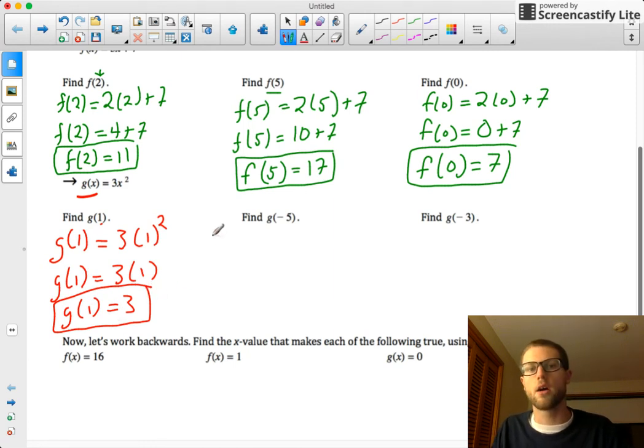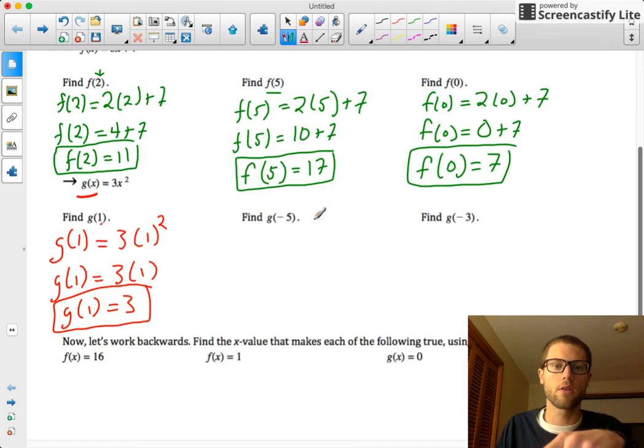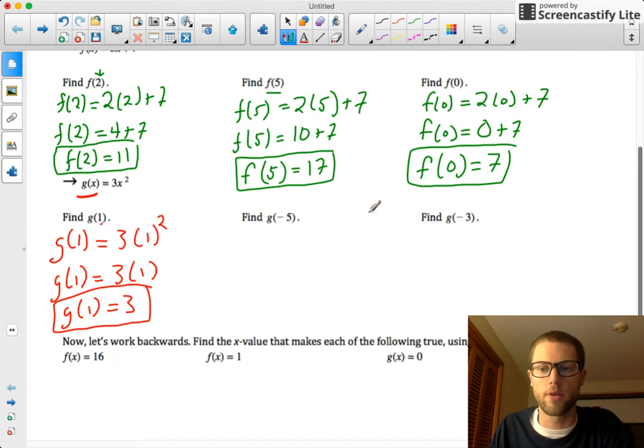And once again, if you want to see how these work, g of -5 and g of -3, feel free to watch, but I'll put a button up somewhere around here to skip ahead to the answers if you're feeling like you know what you're doing here.